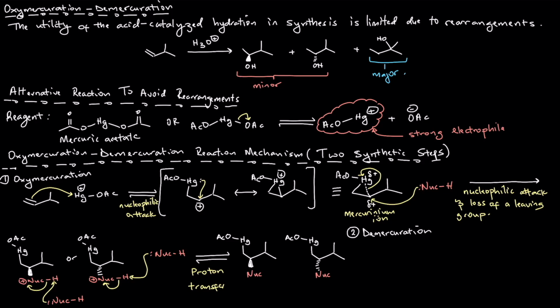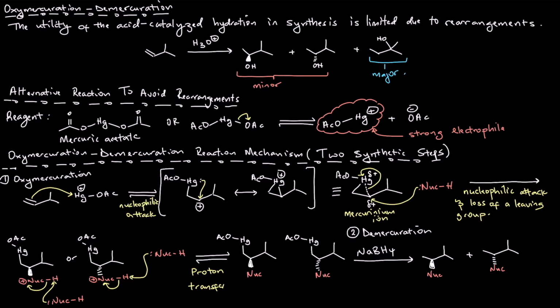The way we can do this is called the demercuration step, and we use a reducing agent called sodium borohydride. The mechanism of this particular synthetic step we're not going to show, but the sodium borohydride is going to essentially lop out that mercury from your carbon chain and replace it with a hydrogen. And you're left with the formal addition of your hydrogen and your nucleophile in a Markovnikov addition fashion. Okay, so that is your oxymercuration-demercuration reaction mechanism. And remember that it is a two-step synthetic process.